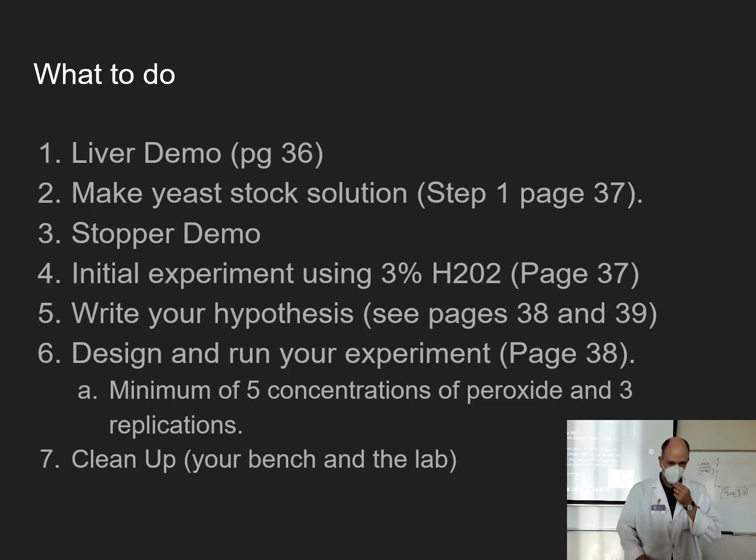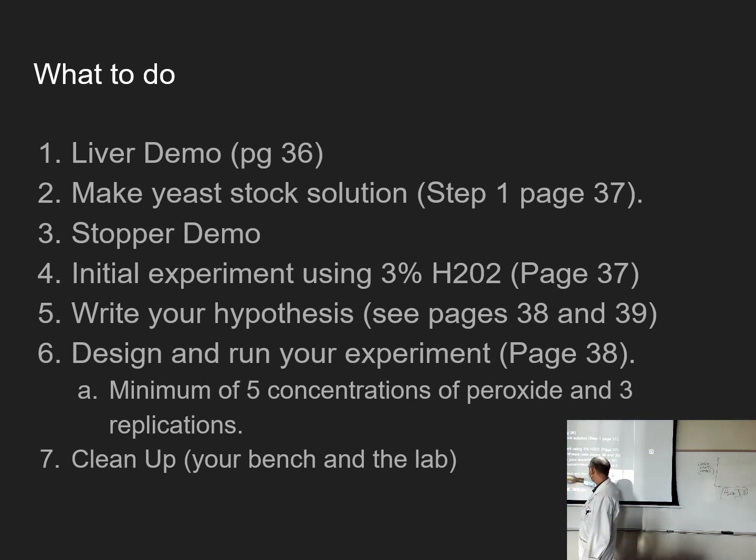Okay, so we did the liver demo. What we're going to do now is you're going to make your yeast stock solution. Then we're going to do a demo of how the equipment works without using any yeast or peroxide, just so I can show you that when you put the cork on, it changes the pressure of the test tube just from the cork going on, and we don't want to record that in our data, so I want to show you what that looks like. Then we're going to do one all together using 3% peroxide, just straight peroxide. We're going to do an initial run of that experiment so you can see how the equipment works.